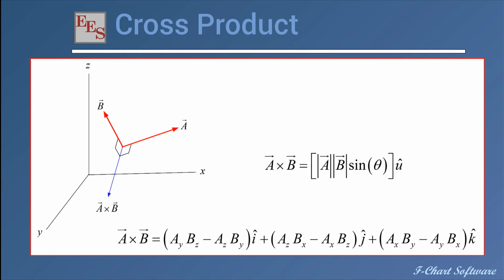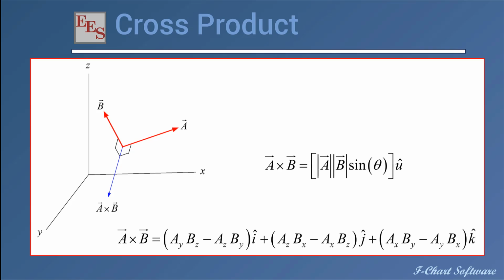The cross product between two vectors is another useful vector operation. In general, the cross product of two vectors is itself another vector, and it's defined according to this equation. The cross product of A and B would be the magnitude of A times the magnitude of B times the sine of the angle between them, and then this U is the unit vector that is normal to the plane containing the two vectors A and B. It's going to have the direction defined by the right-hand rule. So that's what's shown here.